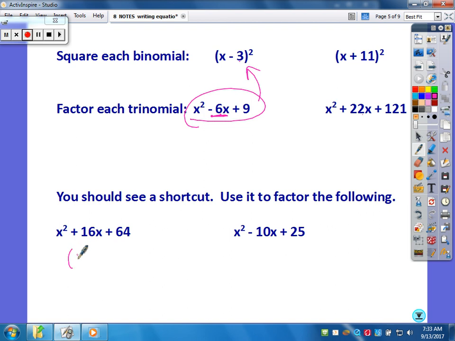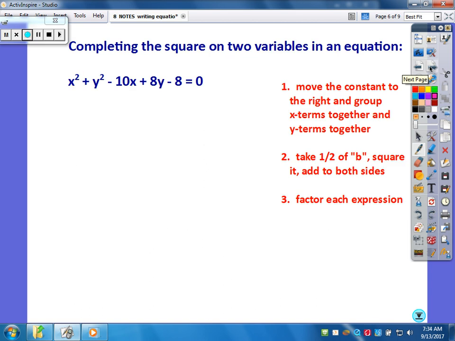So half of 16 was positive 8. So we had x plus 8 squared. And here half of negative 10 was negative 5. So we had x minus 5 squared. So we're going to put that together in order to write an equation to change it from general form to standard form. So the first thing we have to do is rearrange the problem.